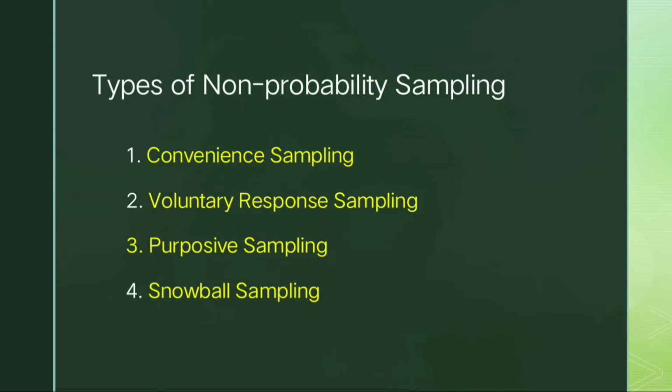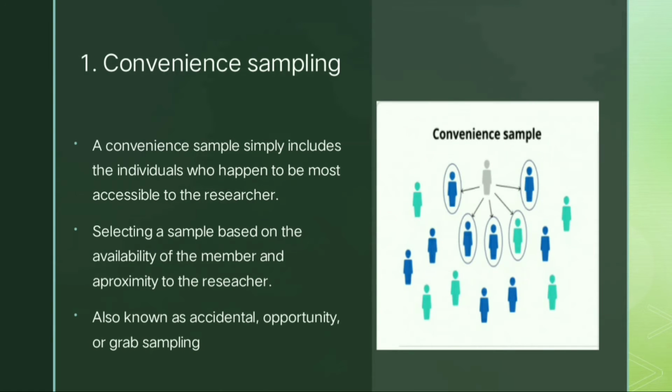So, dumako naman tayo sa types of non-probability sampling. So, we have 4 types. Number 1 is convenience sampling, 2. Voluntary response sampling, 3. Purposive sampling, and last is snowball sampling. So let us first discuss the convenience sampling.